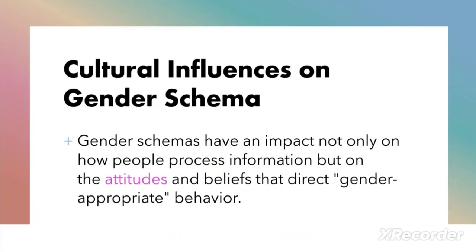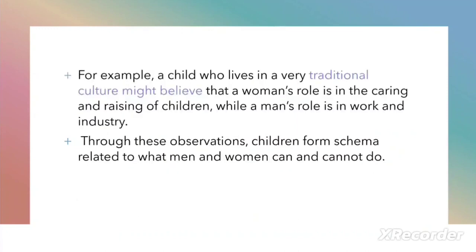So let's see the cultural influences on gender schema. It impacts not just how information is gathered, but also the beliefs that direct gender appropriate behavior. For example, if a child lives in a very traditional culture, they might believe that a woman's role is only about the caring and nurturing of children, while a man's role is about working in industries. From this, the child will create their own gender schema, about what men and women can and cannot do.